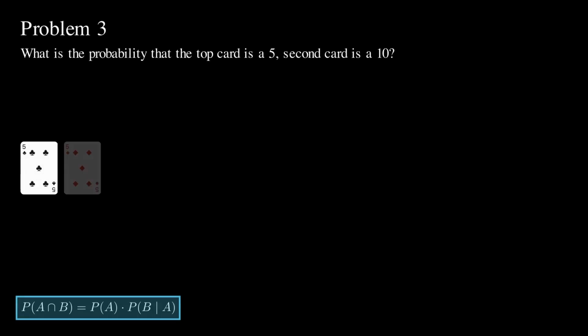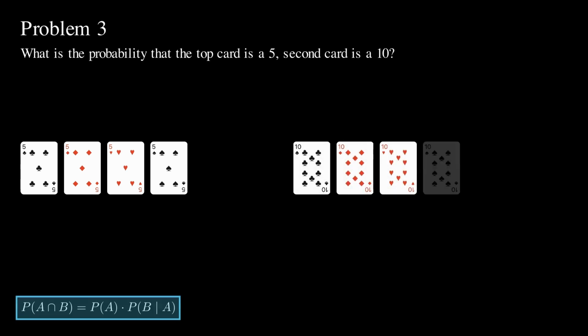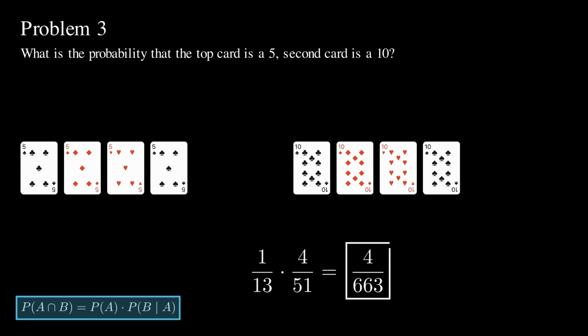At first, we have 52 cards to choose from and 4 possible 5s. Once we draw a card, there are 51 possible cards left to choose from, but there are still 4 possible 10s. So the overall probability of drawing a 5 at first and then drawing a 10 next is 4 over 52 times 4 over 51, and that's 4 over 663. So extremely unlikely.